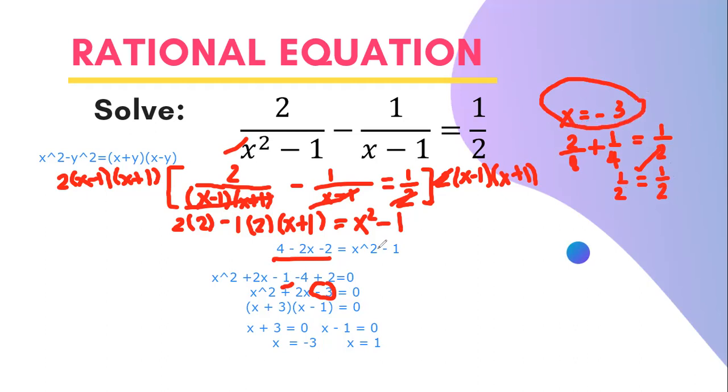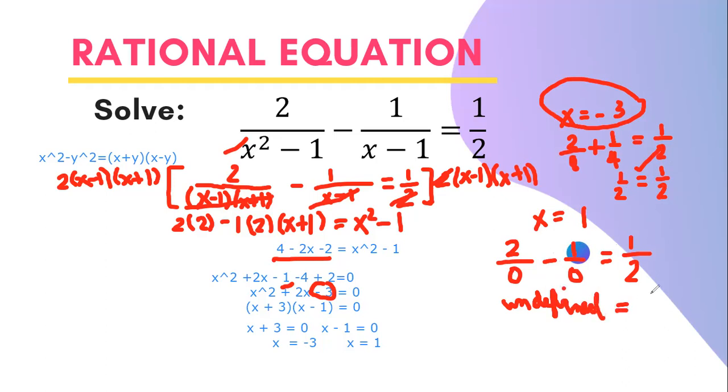But how about this x equals 1? If we try to substitute x equal to 1, then it will make the rational equation 2 over 0, because 1 squared is 1 minus 1 is 0, minus 1 over 0. Remembering the definition of the rational function, your q of x must not be equal to 0. Why? Because this will make the expression undefined. And undefined is not actually equal to 1/2. So what does it mean? It only means that x equals 1 is an extraneous solution.